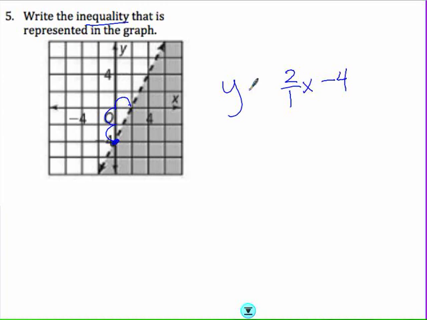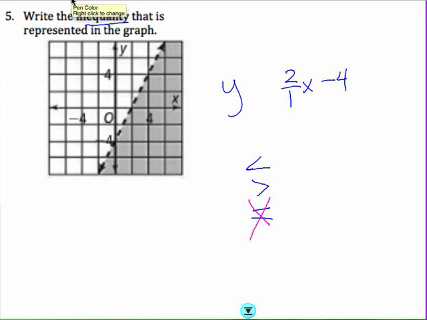Now I need to figure out which symbol do I put in. Do I put in a less than, do I put in a greater than, or do I put an equal sign? Well, since this is an inequality, you can tell that there's some stuff shaded down here. If there's ever stuff shaded, you know you're not going to use an equal sign. It's between these two, so which one do I pick? Well, you'll always want to pick a number that is inside your shaded area.